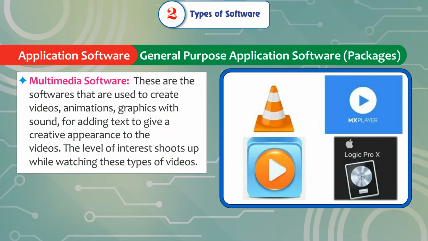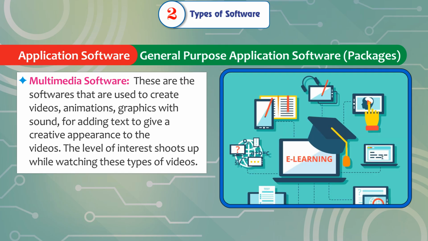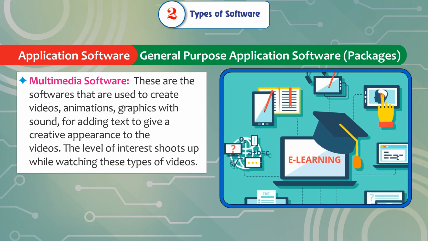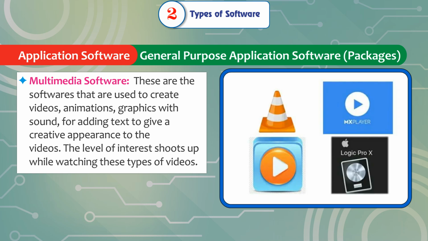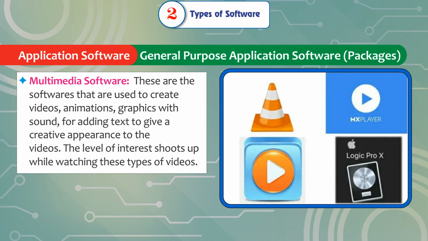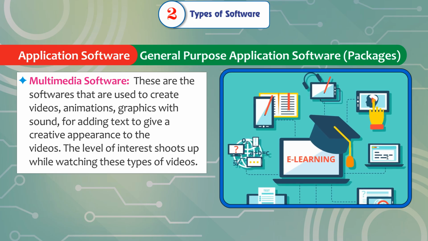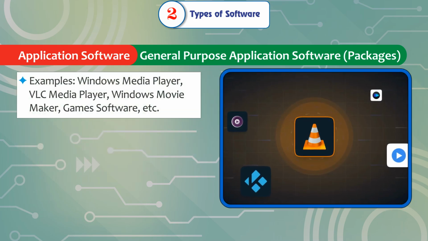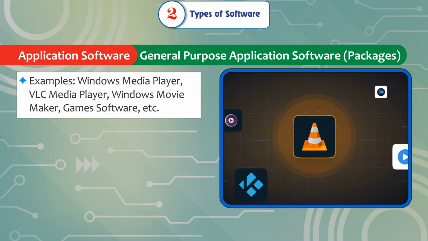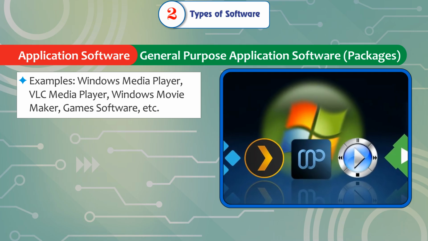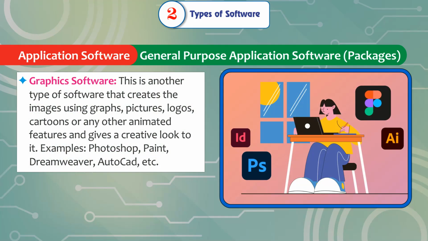Multimedia software. These are the softwares that are used to create videos, animations, graphics with sound, for adding text to give a creative appearance to the videos. The level of interest shoots up while watching these types of videos. Examples: Windows Media Player, VLC Media Player, Windows Movie Maker, Games software, etc.